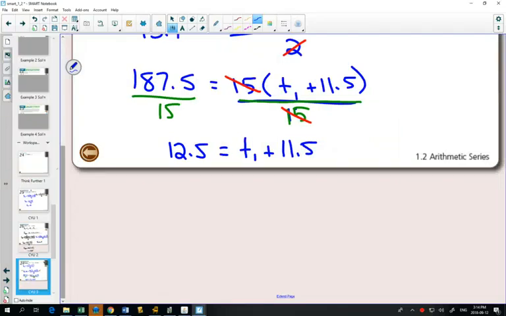Now to get term 1 by itself, subtract 11.5 on each side.